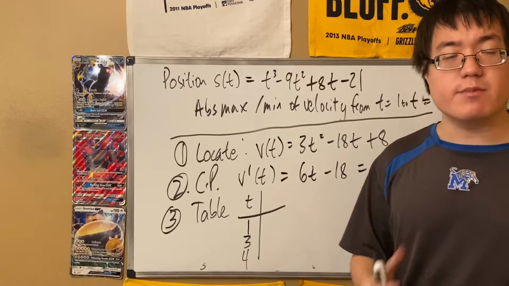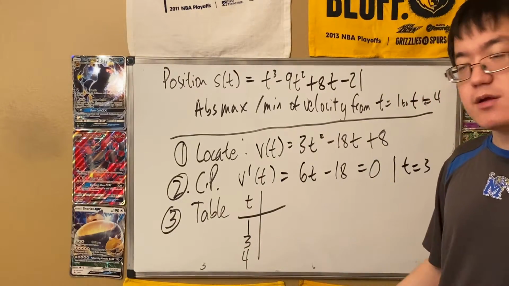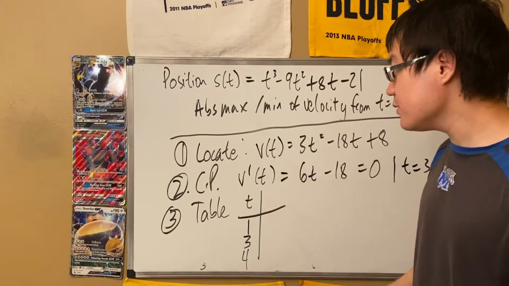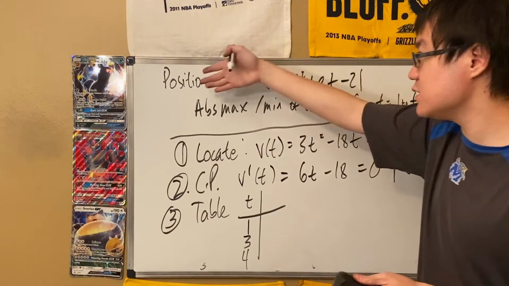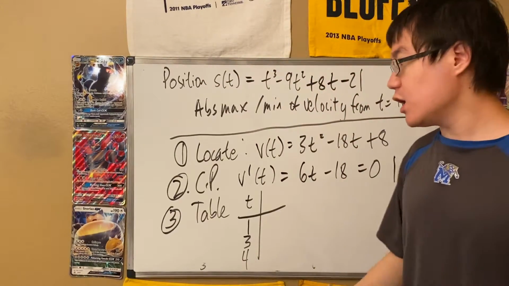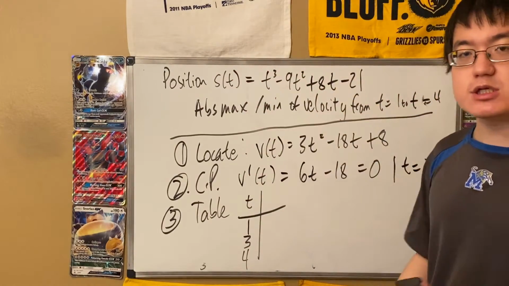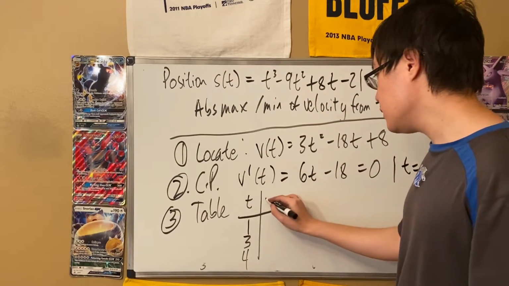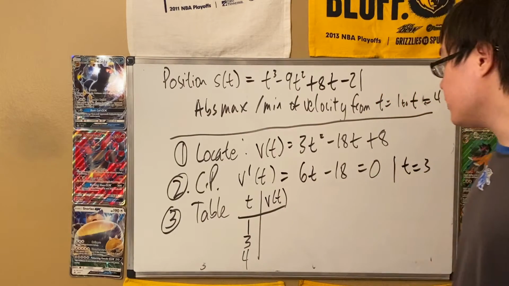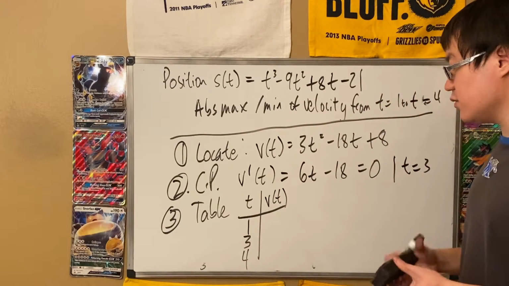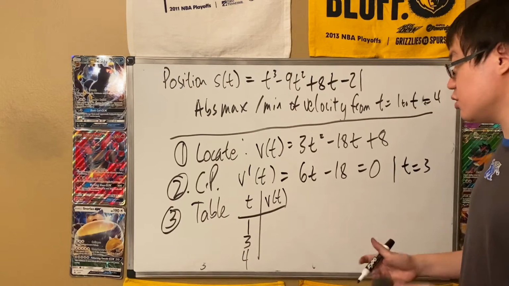Finally, the hardest part and the most tedious part is to find the right side of this column. Keeping in mind that, again, we do not care about this position formula at all. We only care about the locate. So when I plug in these numbers, I'm certainly not going to plug it into position. I'm going to plug it into velocity. So it's going to be v of t. When we plug in 1, some of these numbers might get a little bit awful, but I believe in us, we should be fine.